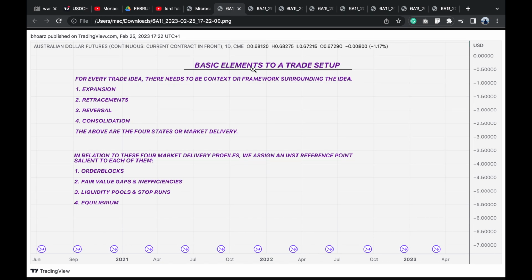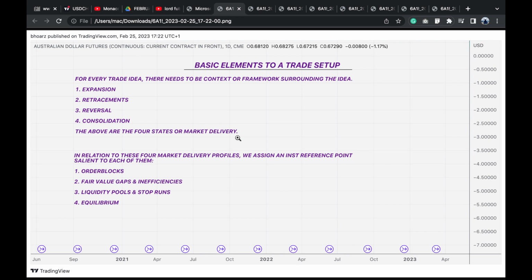Now, for every trade idea in the marketplace, there needs to be context or framework surrounding that market idea. We have number 1, expansion. We have retracement, we have reversal, and then we have consolidation. Now, the above 4 are the 4 market delivery profiles. This is the 4 states of market delivery, but actually it is the 4 market delivery profiles.